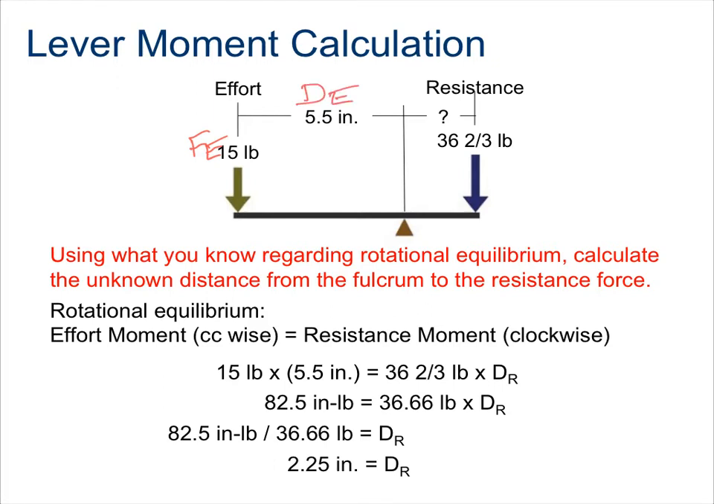My resistance force is 36 2/3 pounds, but I do not know the distance of my resistance. So to set this up as an equation, I'm going to set 15 pounds times 5.5 inches, equivalent to 36 2/3 pounds times the distance of my resistance. And then I can simply solve for dr, and I get 2.25 inches.